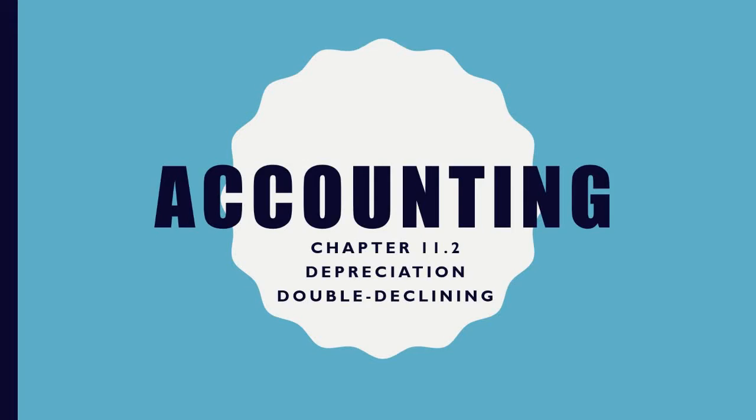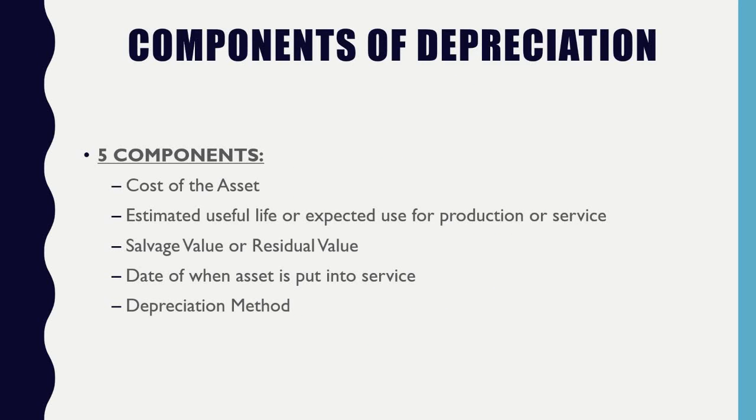It's called double declining. So again, here are the components when it comes to determining the factors that you need in order to start your depreciation. Number 1 is going to be the cost of the asset. Number 2 is going to be either the useful life or the estimated life that it can produce. In this case, we're going to be focusing on the useful life, not the estimated number of units it can produce. And then third is going to be salvage value or residual value.